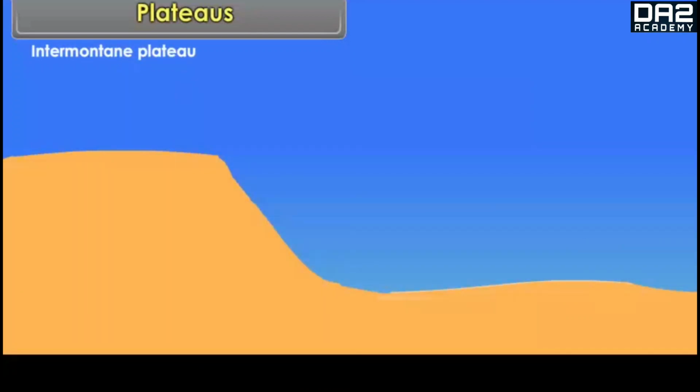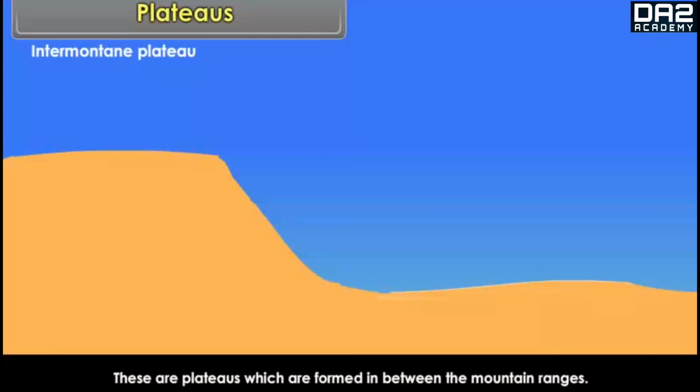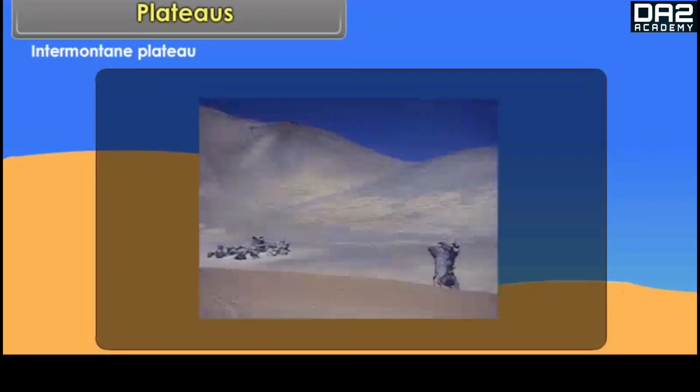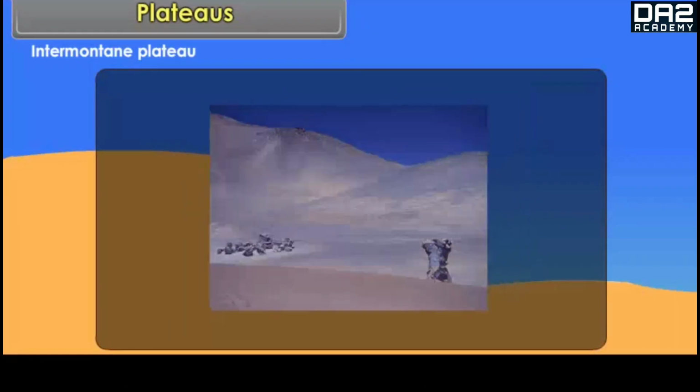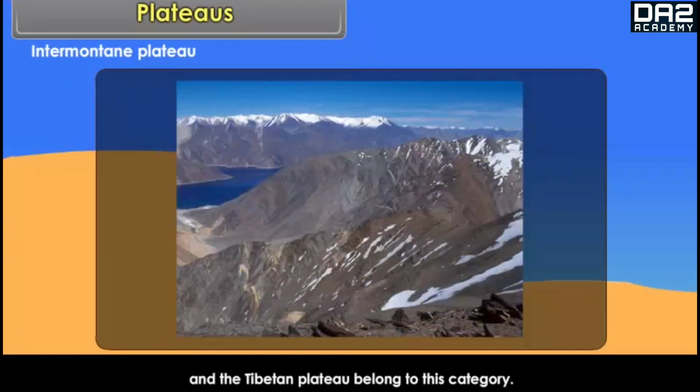Intermontane plateau. These are plateaus which are formed in between the mountain ranges. The Bolivian plateau and the Tibetan plateau belong to this category.